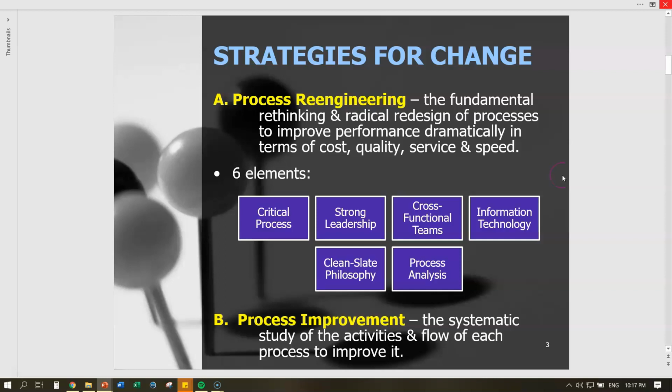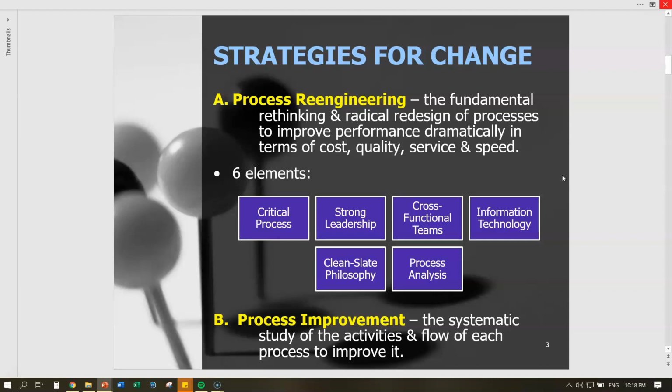Basically, since we already gone through from topic 1 until now, topic 6, you should understand the concept of business re-engineering. There are two strategies for change, which is first, focusing on the process re-engineering. The second one is by focusing on the process improvement. Process re-engineering, as you all know, it is the fundamental rethinking and radical redesign of processes to improve performance dramatically in terms of cost, quality, service, and speed.